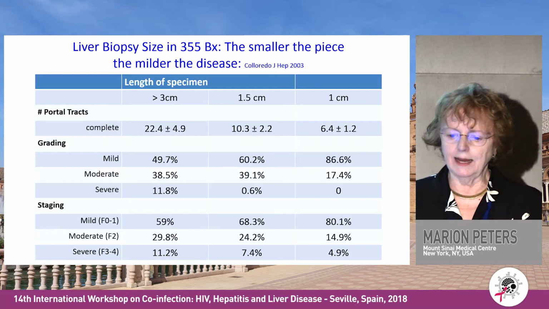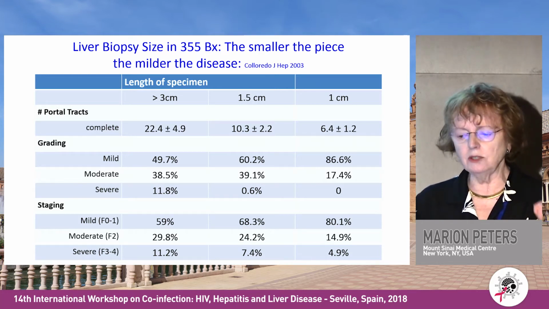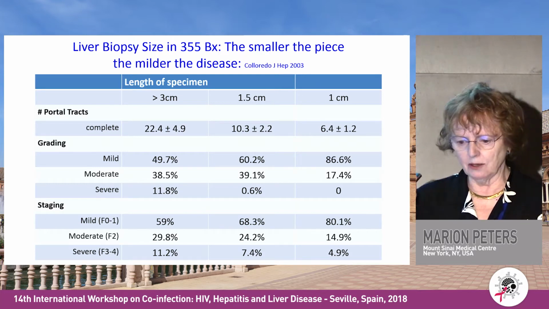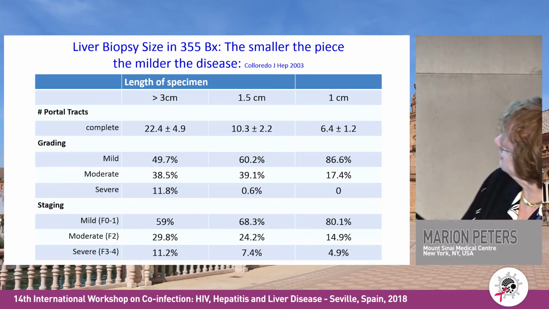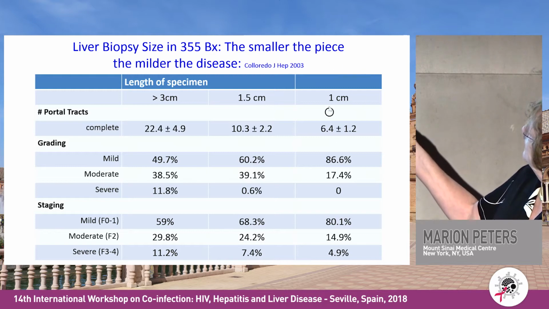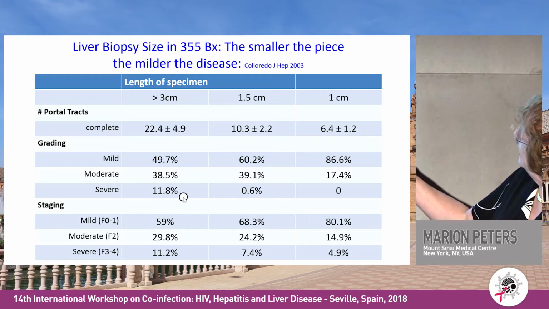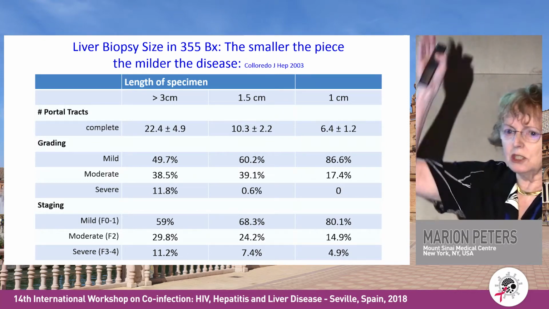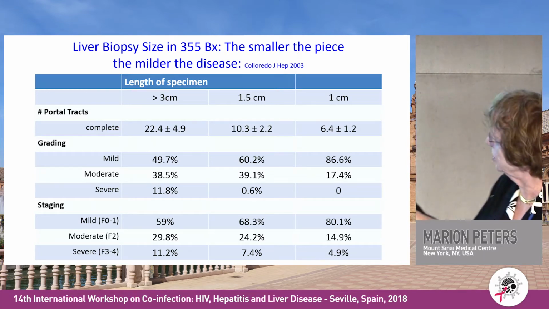Just one slide on liver biopsy to remind you, the smaller the piece of liver you get, the milder the disease. So here's a very lovely study looking at this: if you look at a big piece of liver, 3 centimeters, compared to a small, inadequate piece of tissue, you can see that the number of severe disease is 0 compared to 10. This is the same biopsy just marked off for the pathologist.